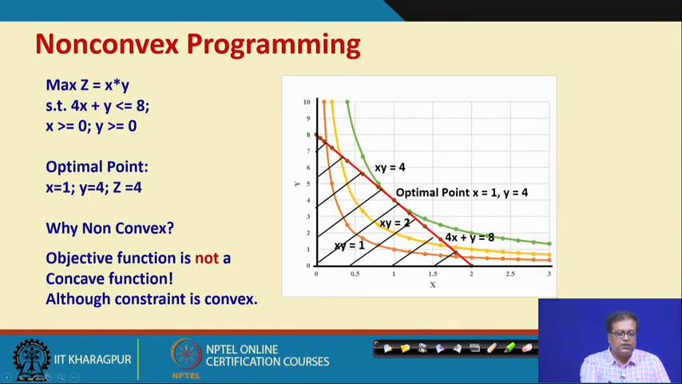In this example, which we have already seen, maximize z equal to x y subject to 4 x plus y less than or equal to 8. You see the objective function is not concave, so that is not possible for convex programming. Therefore, it is a non-convex programming. Since the objective function is not a concave function, although the constraint is convex because it is linear, we call it a non-convex programming.